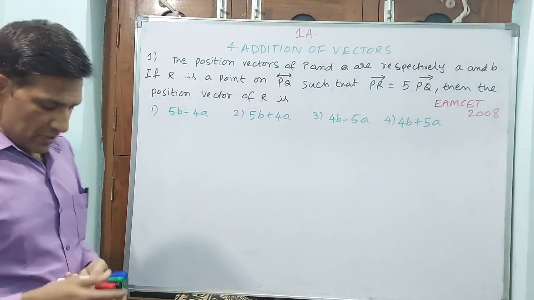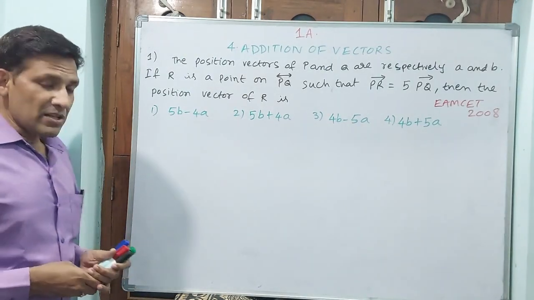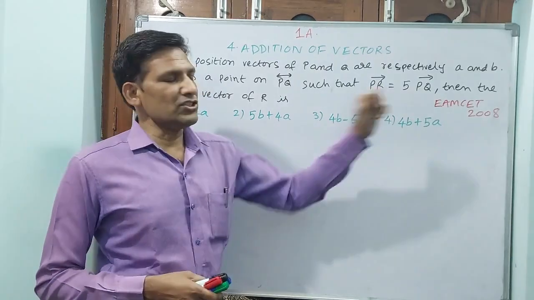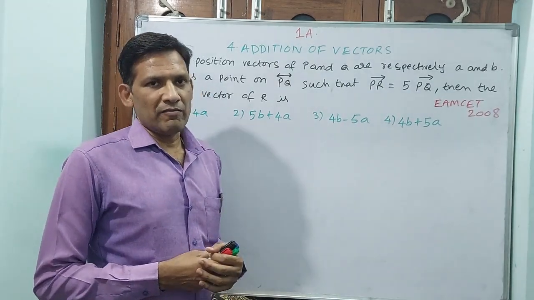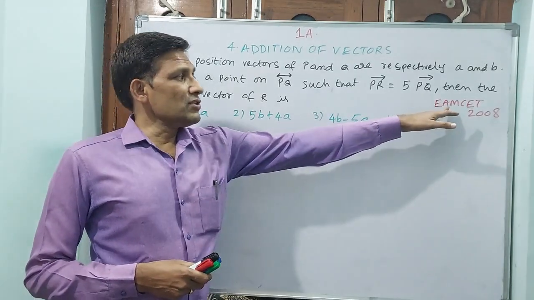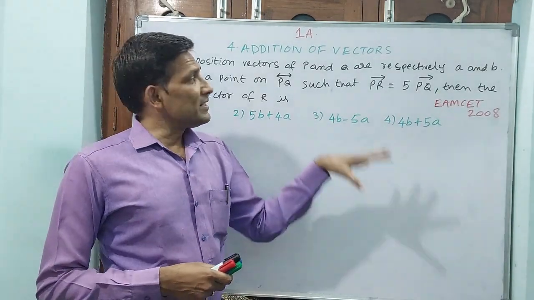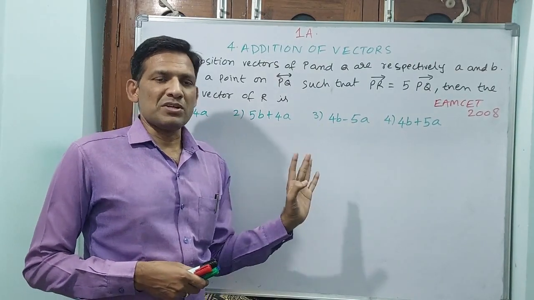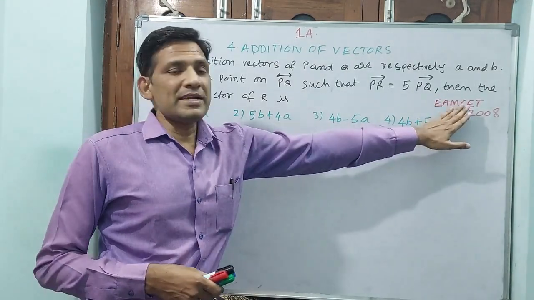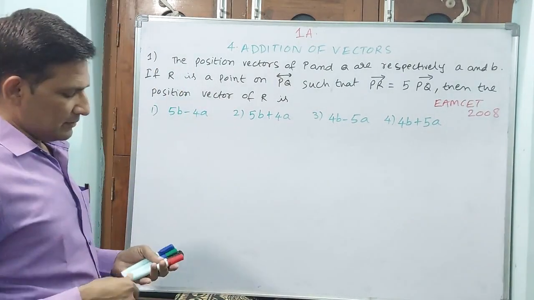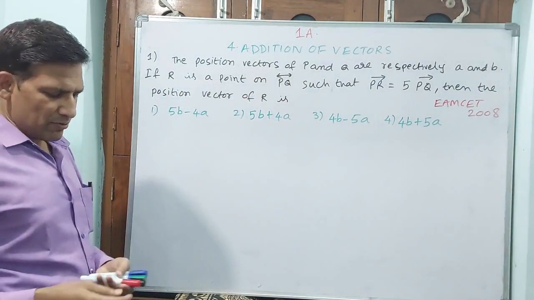Eamcet 2008 question. Why? Because see, we have to understand the concept. That is why, based on concept, I am taking the questions rather than seeing the year and all. Why am I writing this way? Because by seeing this, you will get confident that yes, Eamcet questions we are able to do, so we can attend the Eamcet examination. If I don't write these, you are not going to care what level these questions are. Okay, these are Eamcet level, because they are Eamcet questions only.